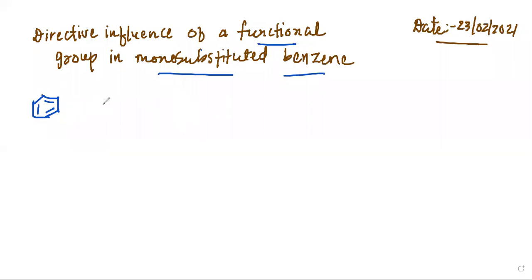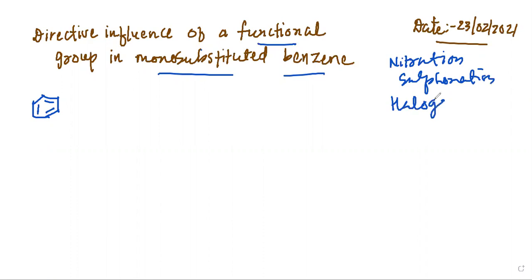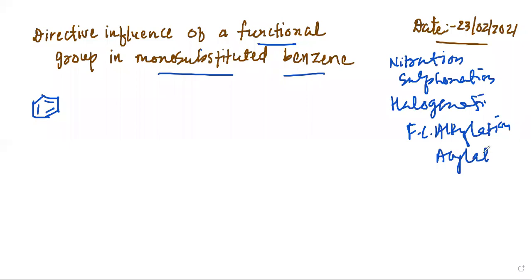various types of substitution reactions are generally nitration, sulfonation, halogenation, Friedel-Crafts alkylation, and acylation. That is what we have studied already.